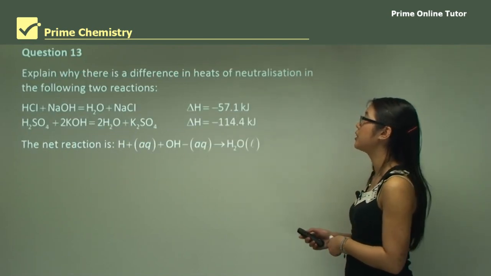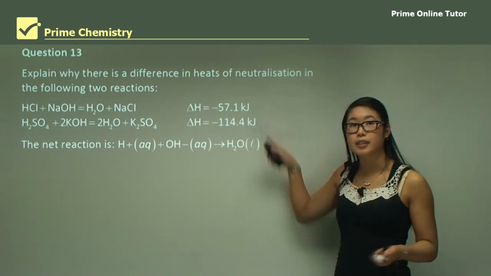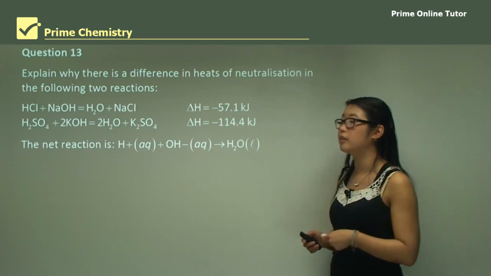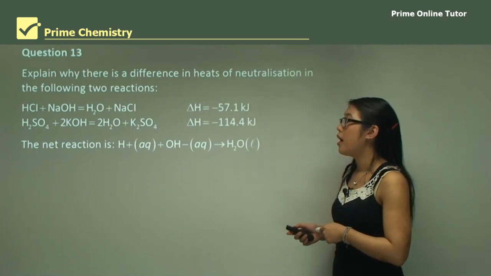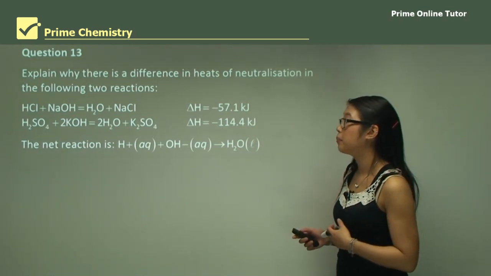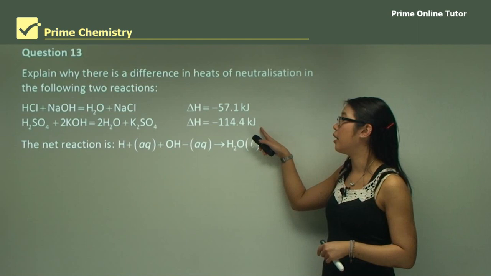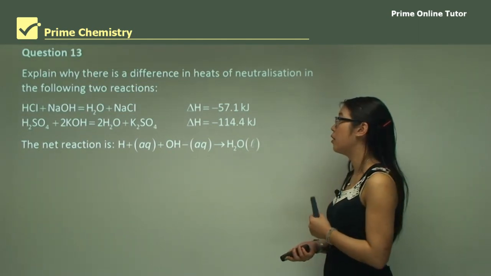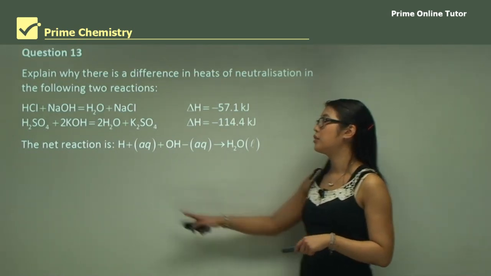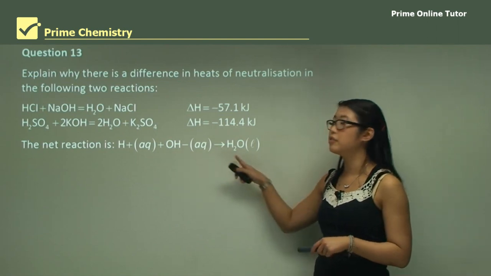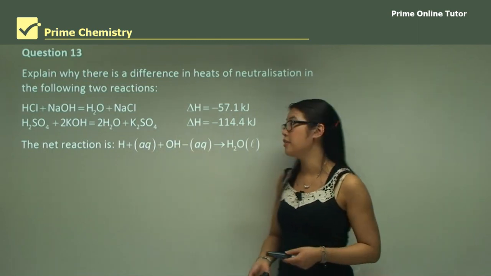Question 13. Explain why there's a difference in heats of neutralization in the following two reactions. In the first one, we're looking at hydrochloric acid with sodium hydroxide, producing salt and water, and it's minus 57.1 kilojoules. The other one is sulfuric acid with potassium hydroxide, and this produces salt and water, and also produces 114 kilojoules of energy. The net reaction we said before in the other question was hydrogen plus hydroxide gives us water, and the salts are from the spectator ions.